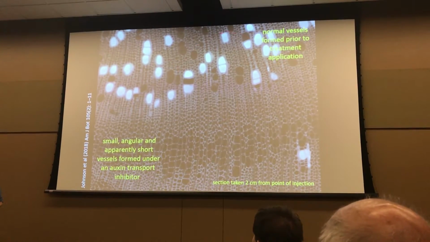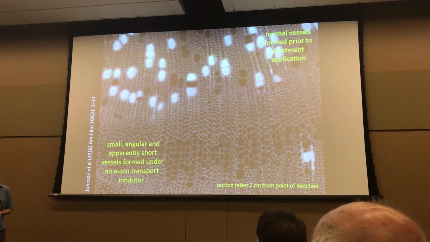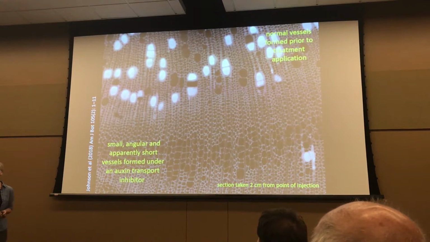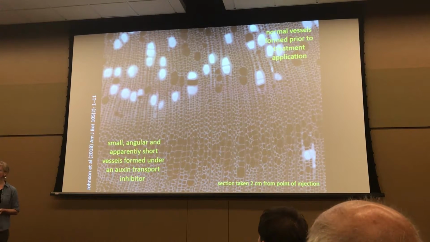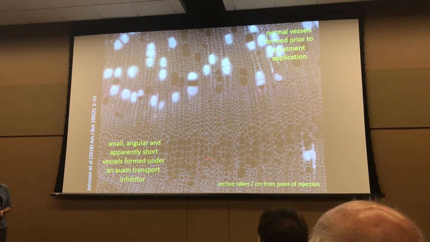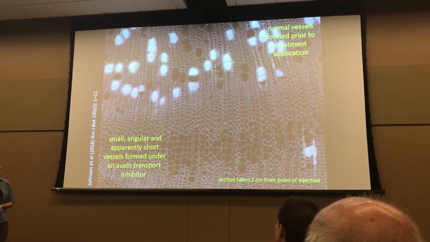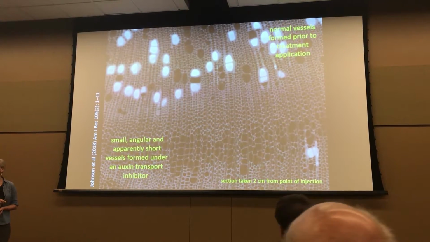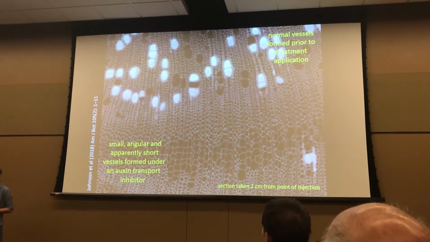So the gist of this is that the normal, typical vessels formed before the application of NPA have typical lengths. They range from 1.5 to up to 10 centimeters in length, which is typical for populous stems of this age and size. The aberrant vessels, as I call them, down here are all empty. They were all under 2 centimeters in length. They're several cells long, as far as I can tell.